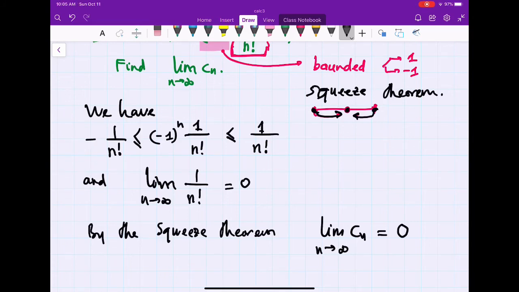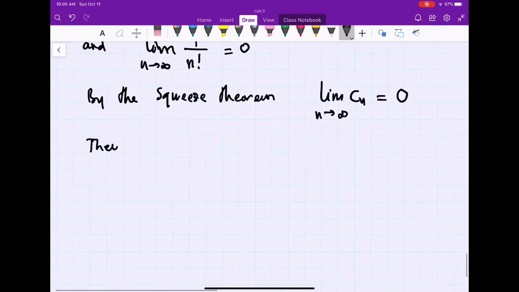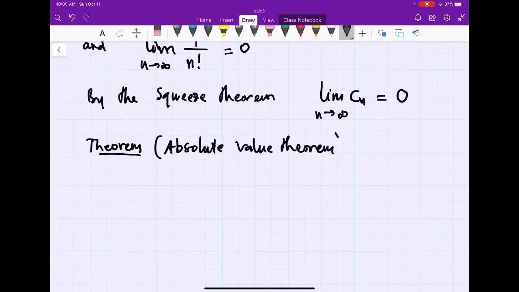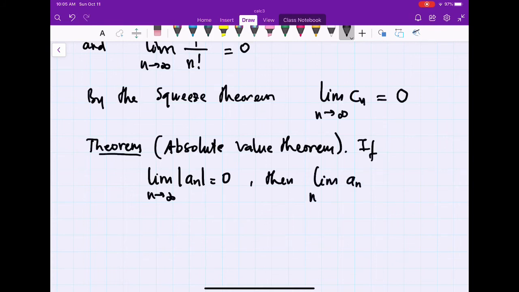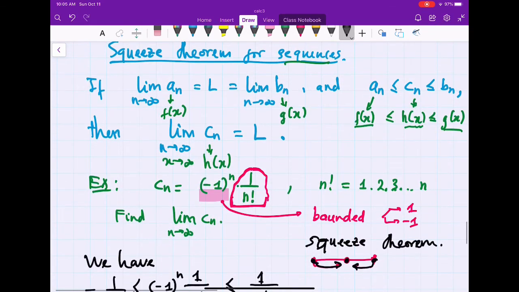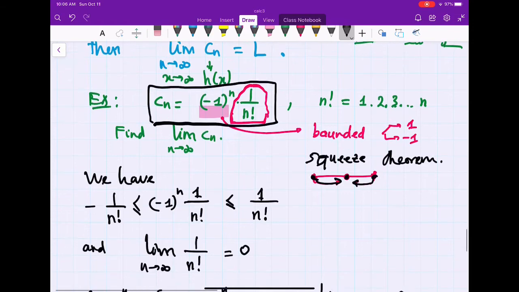This is a very typical example of the following theorem, which is called the absolute value theorem. It says if you have some sequence an and the limit of the absolute value of an is equal to 0, then the limit of the sequence an is also equal to 0. This can be proved using the squeeze theorem. So next time when you see something like this, in this case, the absolute value of cn is 1 over n factorial, and the limit of 1 over n factorial is 0. So the limit of cn is also 0.